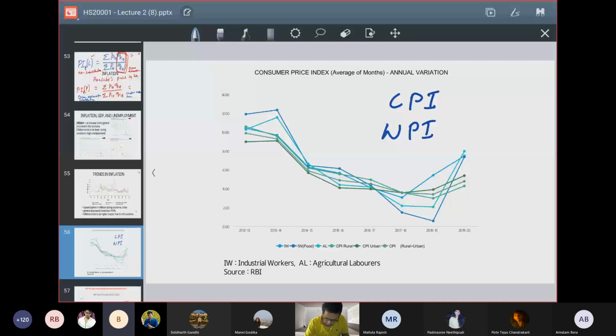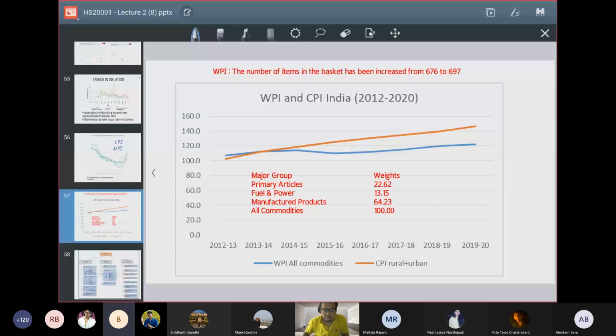Before that, let's look at the WPI and CPI for India for the last 8 to 10 years. So you see, in most years, your WPI, that is your wholesale price index, is lower than that of your CPI.